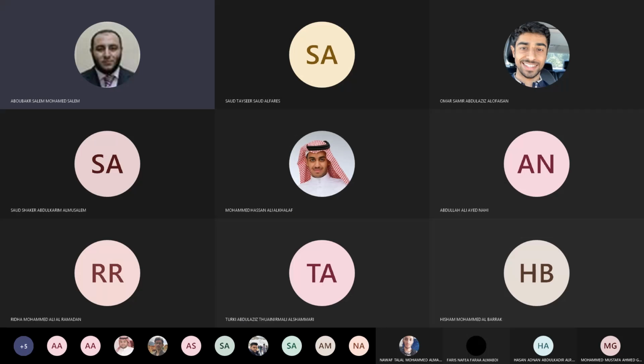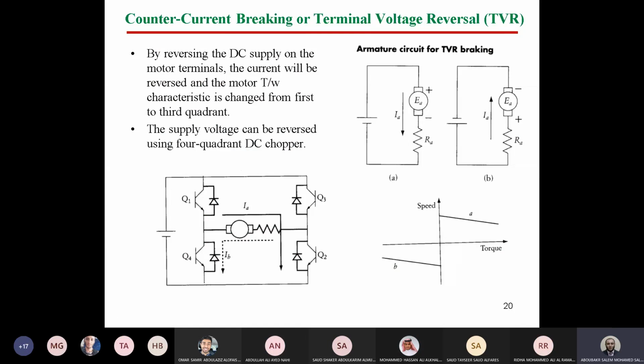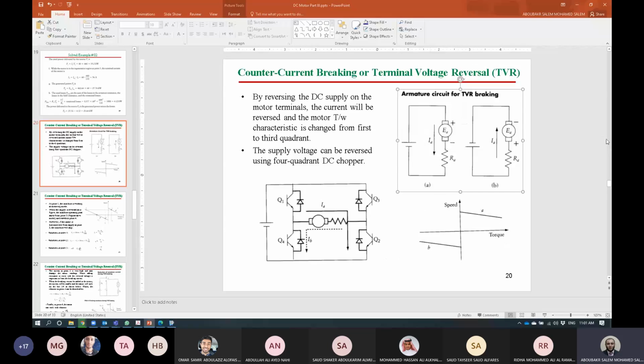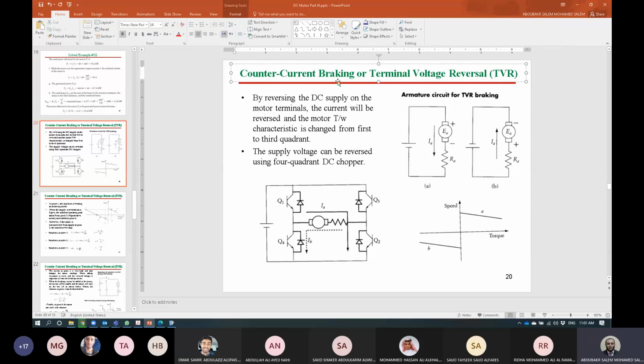We discussed the regenerative braking. Today we will discuss the other two braking techniques. Sorry, there is also a typo here. It's braking, not braking.